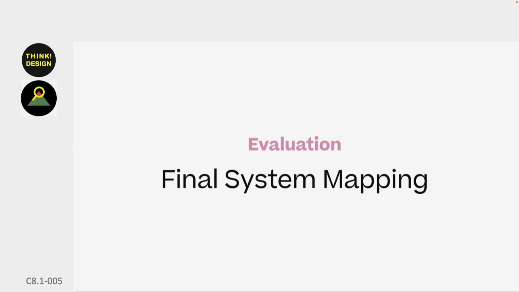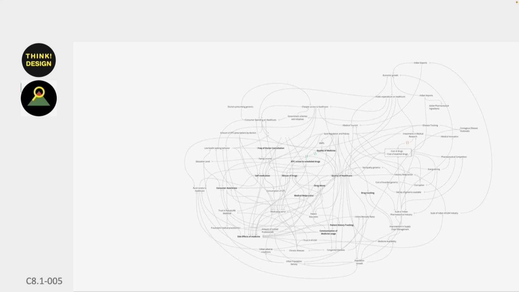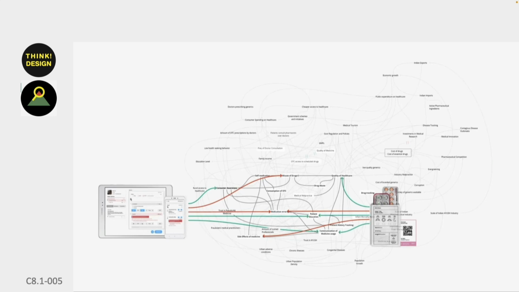Now that we had detailed all our designs and received feedback on each of them, we were comfortable placing them into our original mapping of the Indian healthcare system. We isolated the variables that were directly affected by our interventions into a subsystem. We then placed our designs into the mapping and drew connections with the variables that they affected. From this mapping, we saw that patient education, patient history tracking, and overall quality of healthcare were all positively affected by our interventions. We also saw a decrease in medication errors, drug misuse, and adverse side effects of medication.